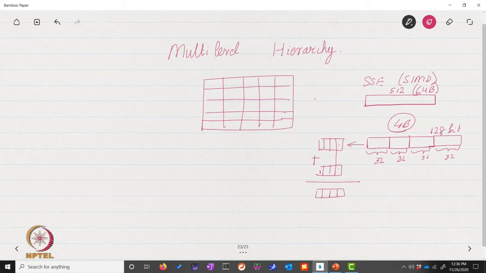So if we bear that in mind, what will happen is that if we break it into very small sub-arrays, it is possible that, let's say, if we want to read 64 bytes, it might be split across multiple sub-arrays. That will cause some problems, right? So this is not easy to manage.